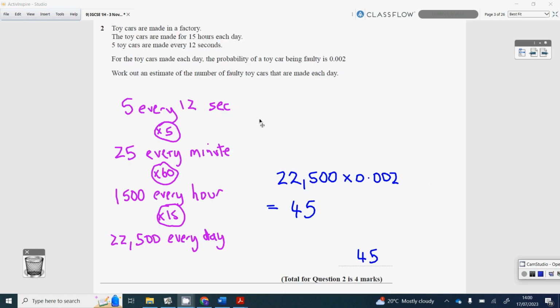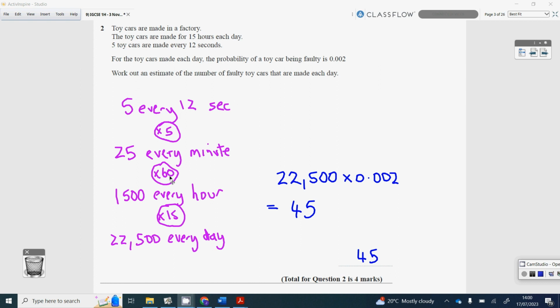Question 2. So 5 toy cars are made every 12 seconds. So let's scale that up to how many are made in a minute. So 12 fives are 60 seconds in a minute. So if we multiply both of these by 5, we can see that 25 cars are made every minute.